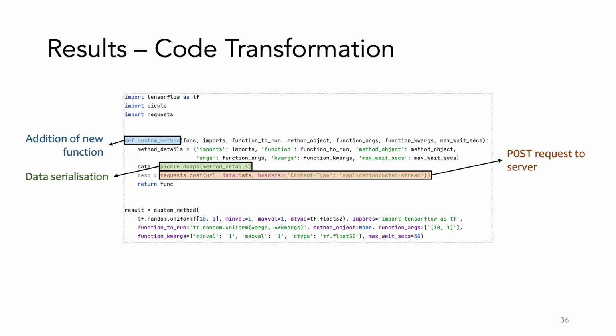The result of the code transformation of the client program is shown here. There's the addition of a new function, custom_method, that sends a post request to the server with serialized data containing the details of the method under investigation. The original method call is also replaced with a call to custom_method.